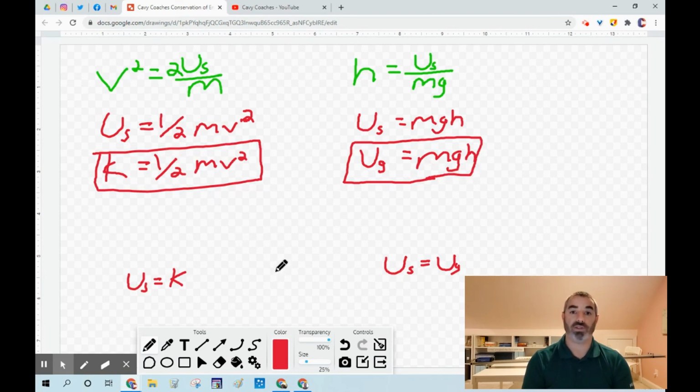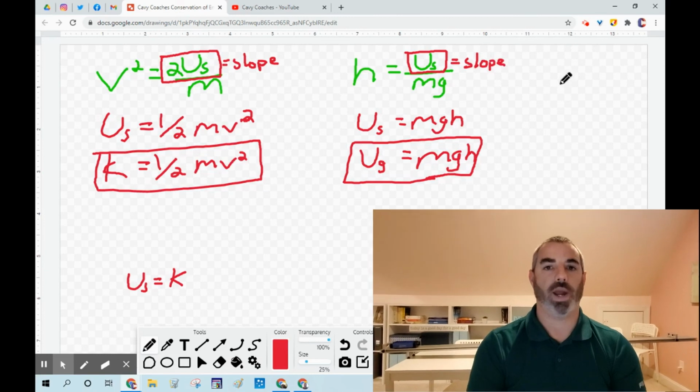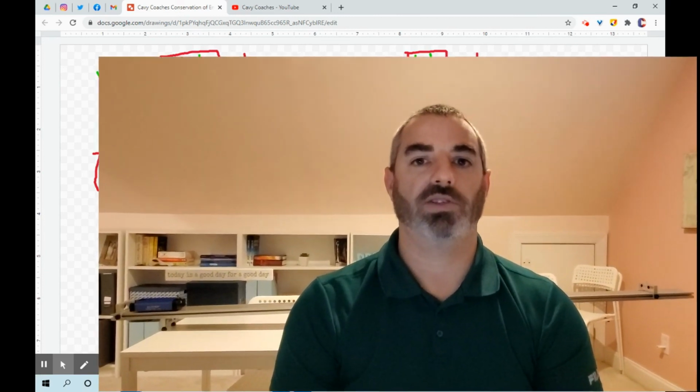So to wrap up this lab, remember that the y-intercepts were both 0. 0 meaning if you don't have mass, you don't have an object to accelerate for either of the situations. Now the slope value, this is the slope value of the velocity squared versus 1 over mass graph, which was twice the stored spring energy. And this is the slope value for the height versus inverse weight graph. So the slope was the stored spring energy.